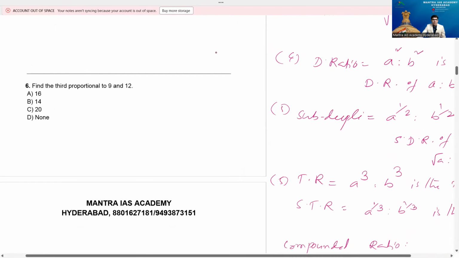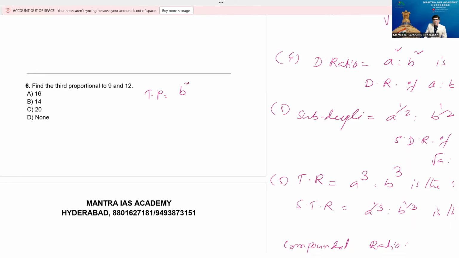Go to question number 6. Find the third proportional to 9 and 12. The formula for third proportional, I told you, is B square by A, the second term square by the first term. Third proportional is nothing but B square by A, which is 12 square by 9. Don't write 144. Whenever there are calculations, it is better to go in this style: 12 into 12 by 9.